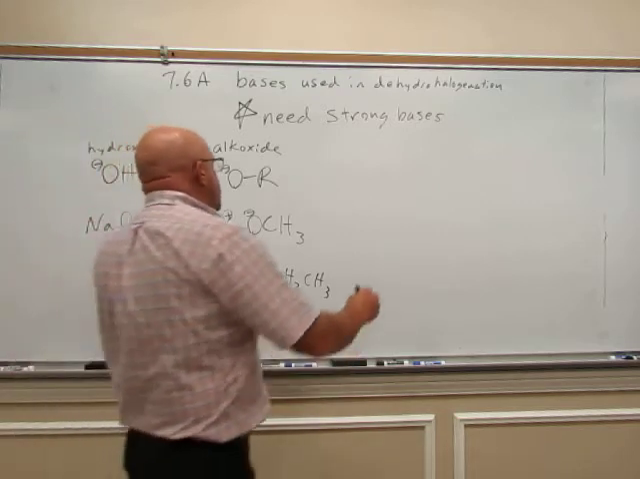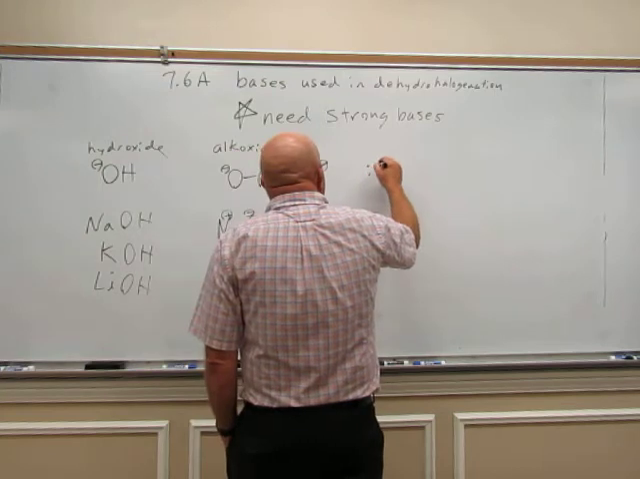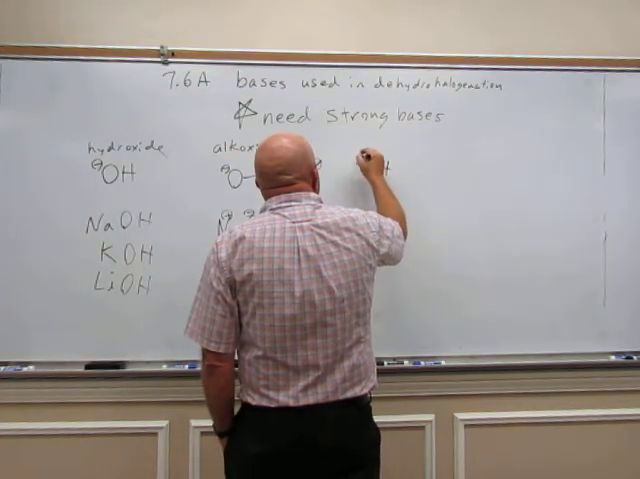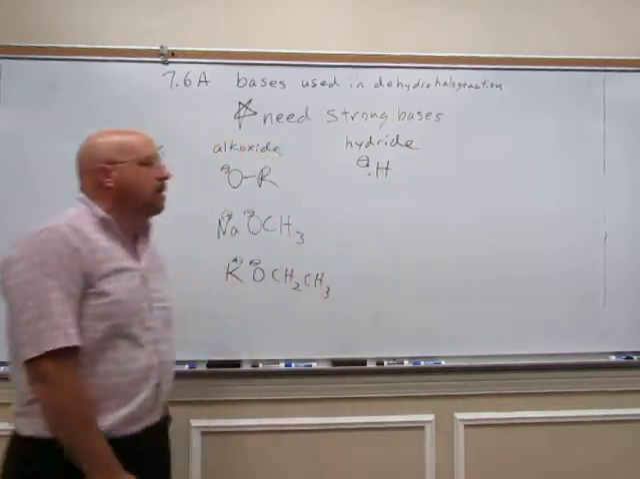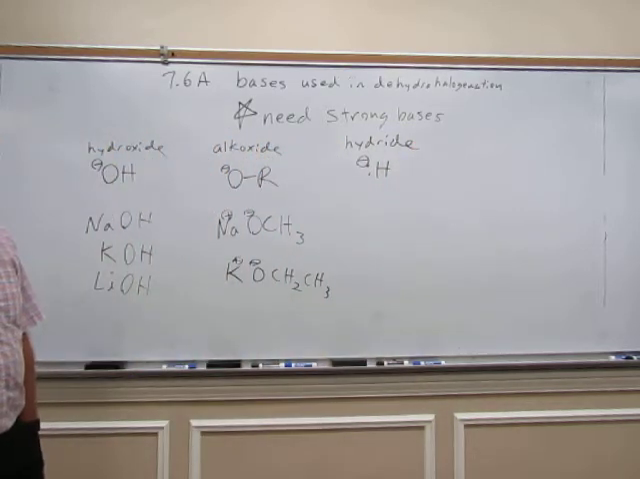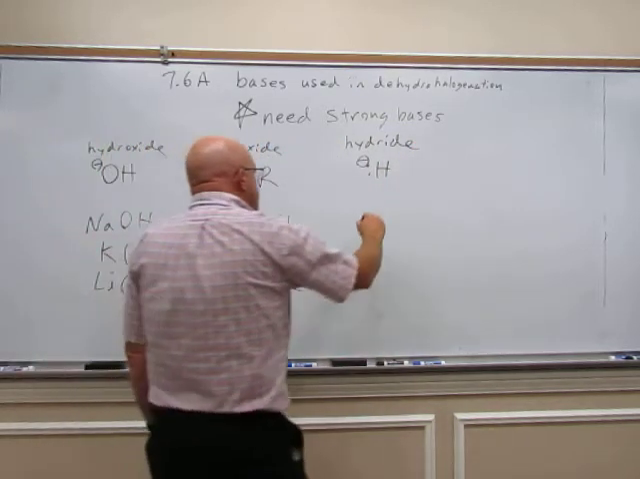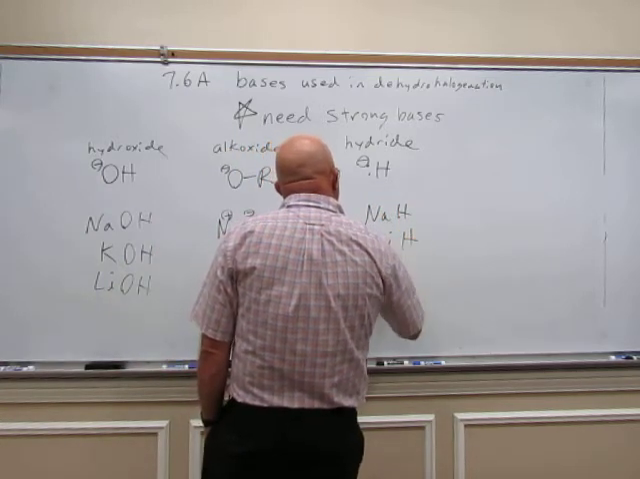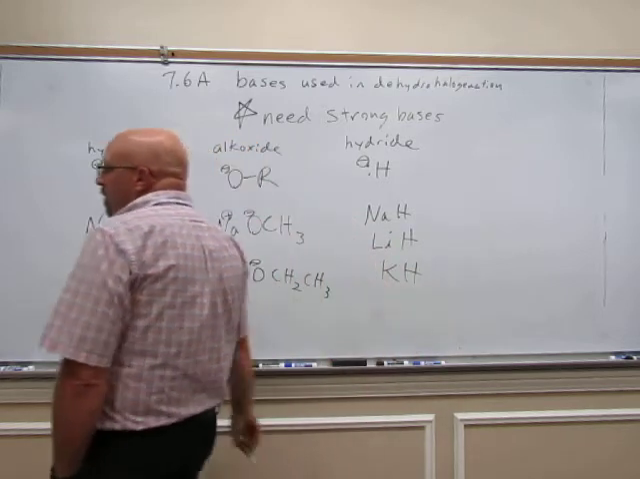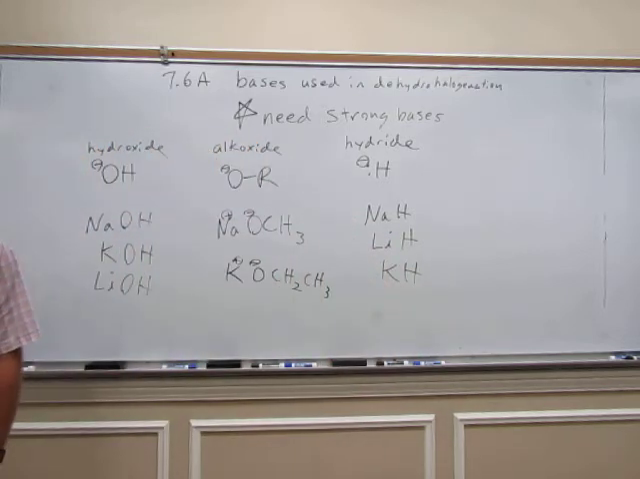Another strong base that we talked about last time was the hydride. Hydride's an H minus. Doesn't matter what the metal is. This could be sodium hydride, lithium hydride, potassium hydride. Does not matter. It's a hydride, H minus. Those are very strong bases.